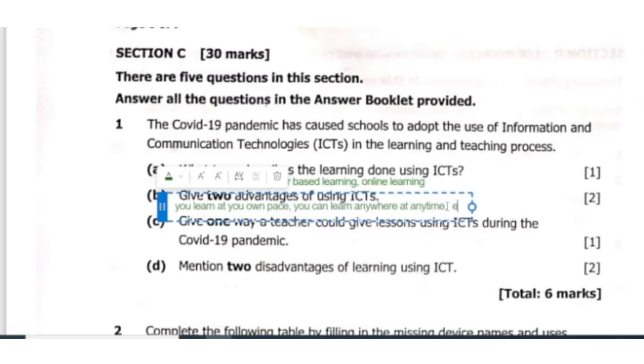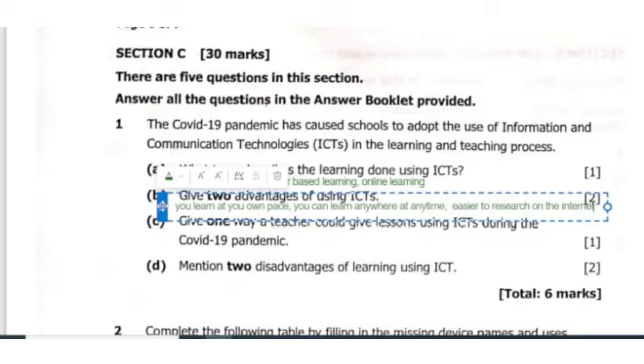So we are saying it is easier to research on the internet. If you are conversant on how to write and type on a gadget, then it's easier for you to research on the internet. So let me put it down: it's easier to research on the internet.